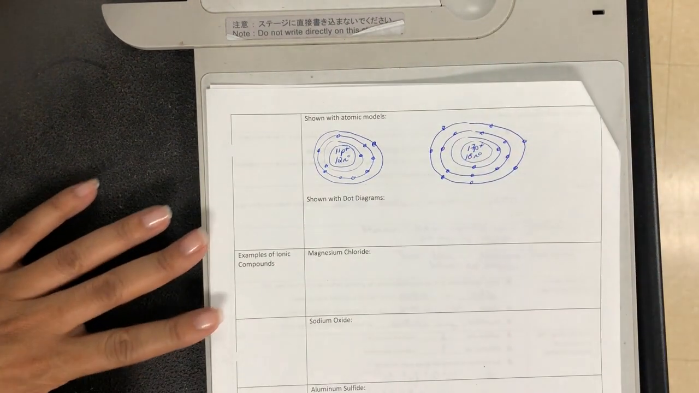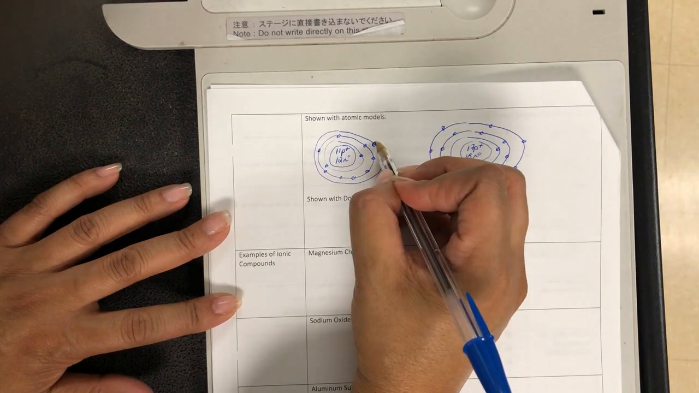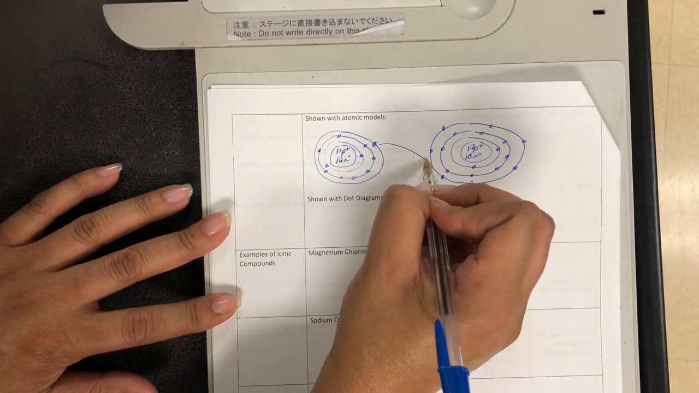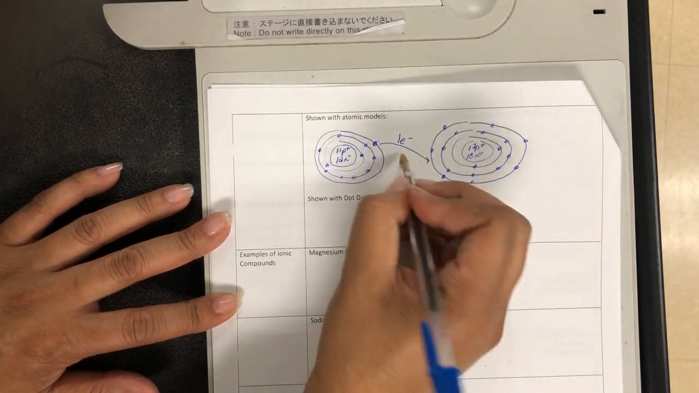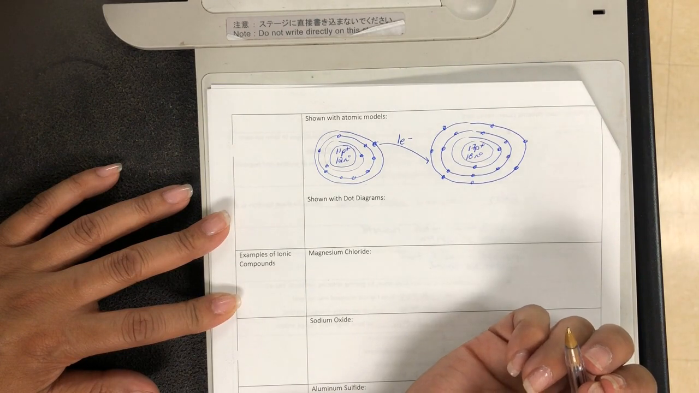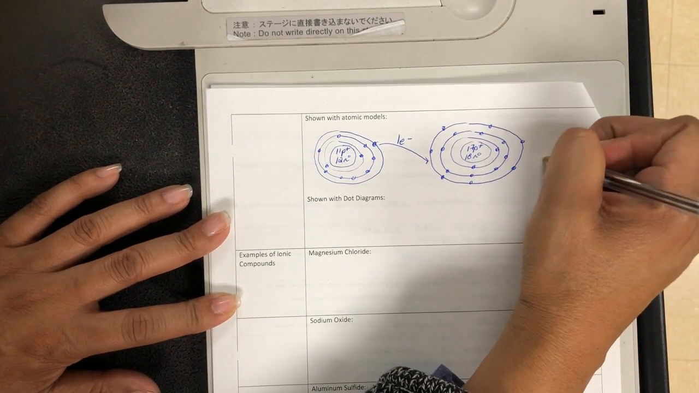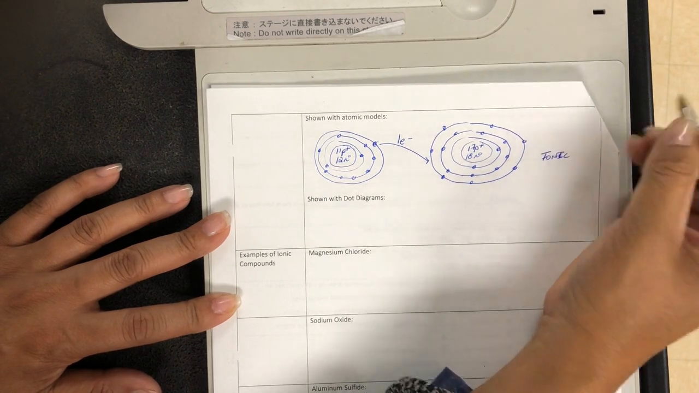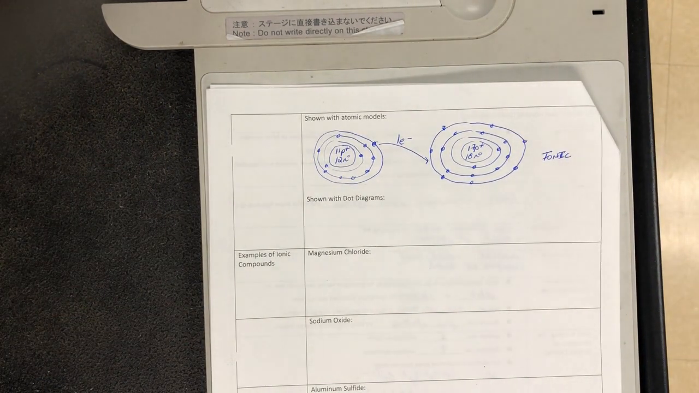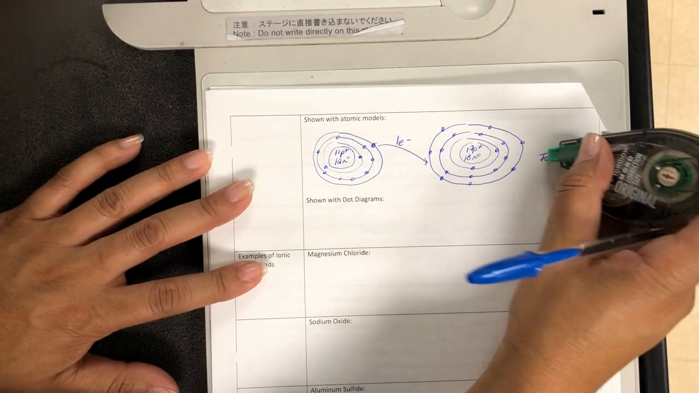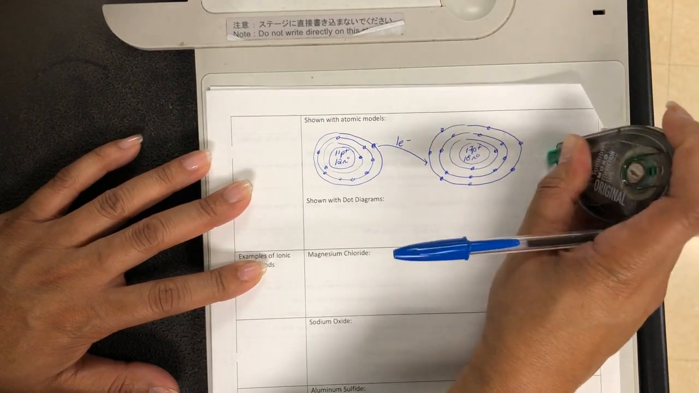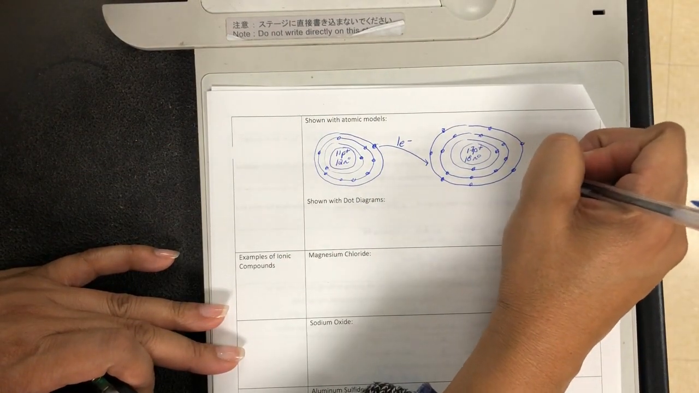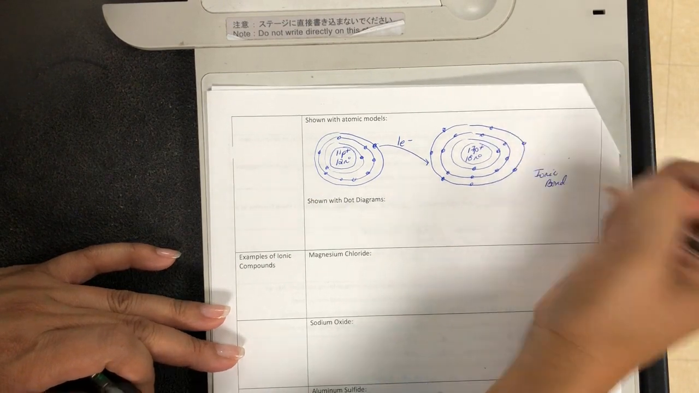So if you see, we just said what's going to happen is this is going to lose 1, and this is going to gain 1. So if you see anything that looks like this, where it looks like there's an electron being transferred, that shows a transfer, then that represents ionic bonding. When you see a transfer of electrons, that is an ionic bond that's being formed. Ionic bond.